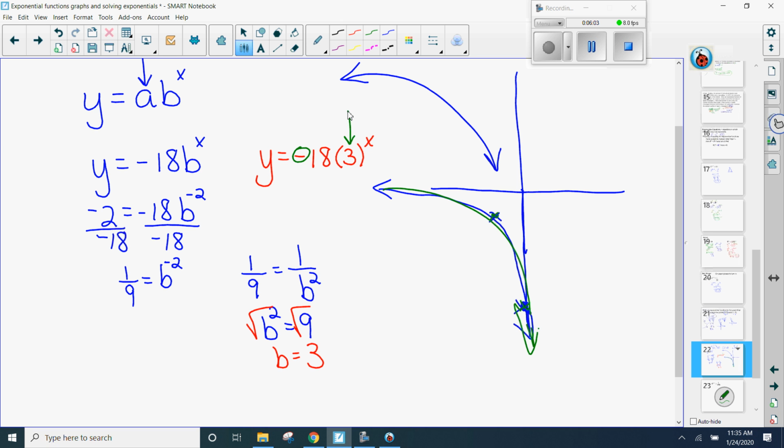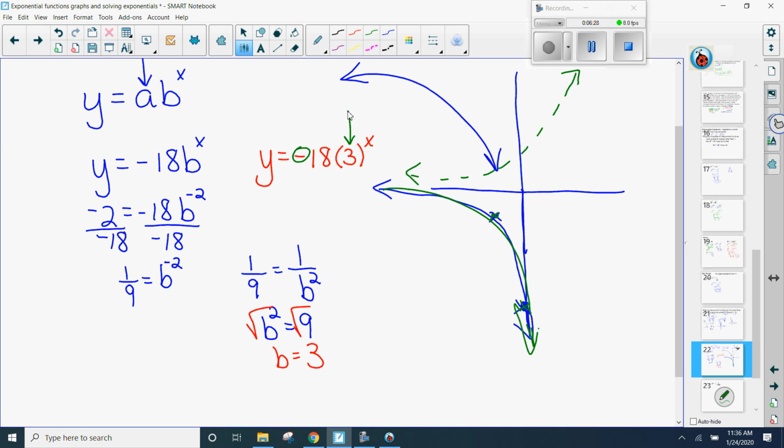If I were to flip it up, what would your graph do? It would go like that. Would you agree, if I were just to flip it up? That would be if that's a positive 18 instead of a negative 18. Is that growth or decay? That's growth. So if that is growth, what should this b value be? More than 1. And is it? Yes. So that's the way you'll want to check it, right?